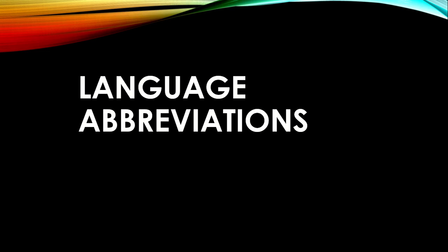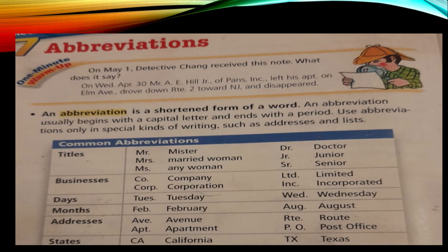Be ready. Today we will have language class, and we will work on abbreviations. So get your notebooks. Let's see what an abbreviation is. An abbreviation is a shortened form of a word. An abbreviation usually begins with a capital letter and ends with a period. Use abbreviations only in special kinds of writing, such as addresses and lists.